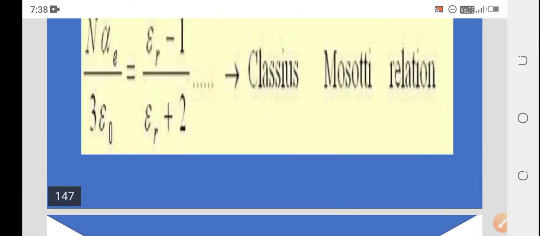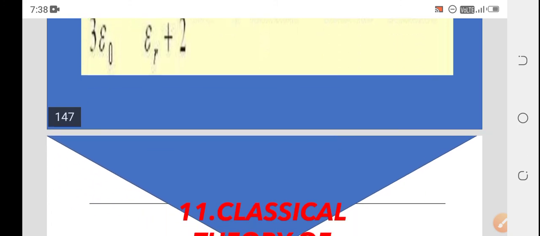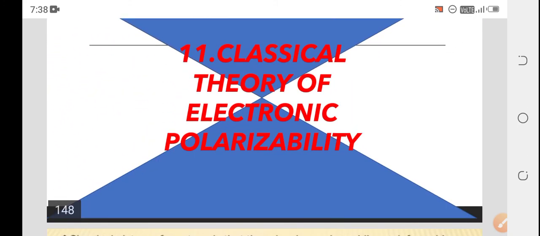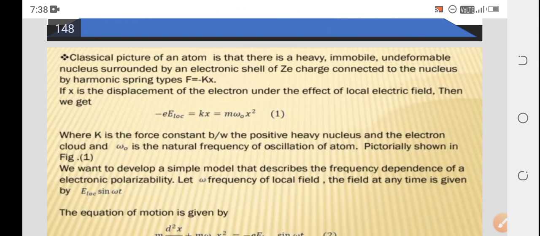This is about the Clausius-Mossotti relation. And finally, the classical theory of electronic polarizability.